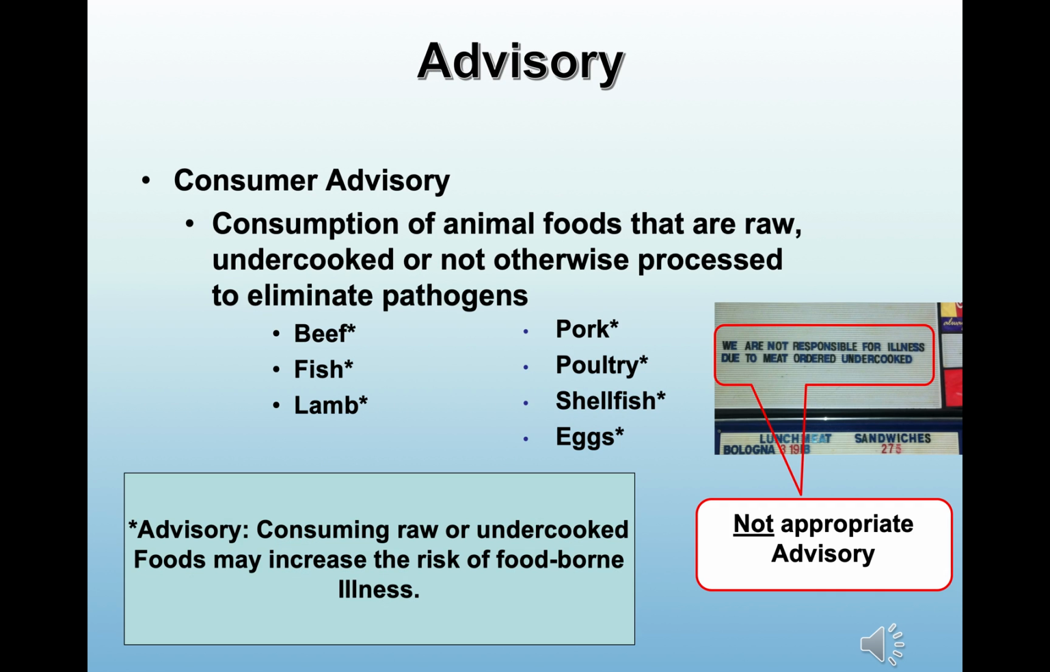Some foods and food processes require a warning or acknowledgement. A consumer advisory is an example of this. A consumer advisory must be posted when there will be consumption of an animal food that is raw, undercooked, or not otherwise processed to eliminate pathogens. Foods that fall under this description include beef, fish, lamb, pork, poultry, shellfish, and eggs.